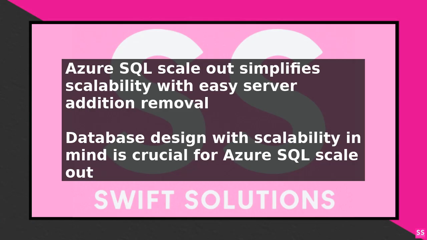In conclusion, Azure SQL Scale-Out is a powerful technique for improving the performance, availability, and scalability of your database in Azure SQL. By distributing your database across multiple servers, you can handle increased traffic, large amounts of data, and high transaction volumes. Remember to design your database with scalability in mind. Monitor your database performance regularly, and use techniques such as sharding and data replication to improve performance.